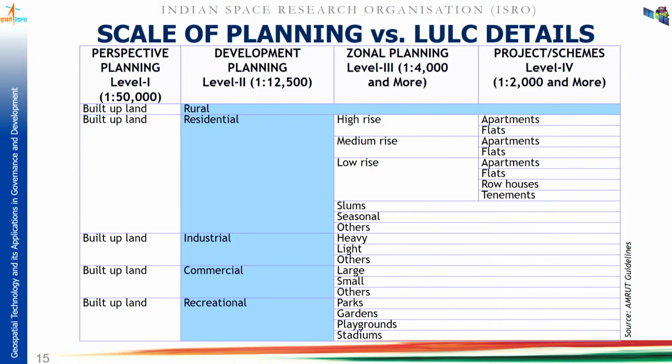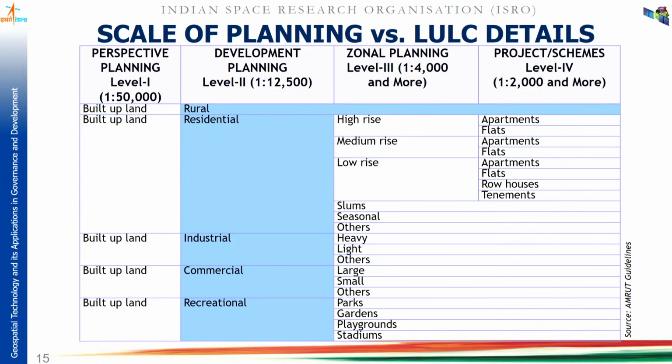Okay, so what we have got is basically urban planning. We have, as discussed, various scales of map. Like if you are doing level 1, that means you are doing basically land cover mapping at a regional level, so the scale of the map is around 1 is to 50,000.